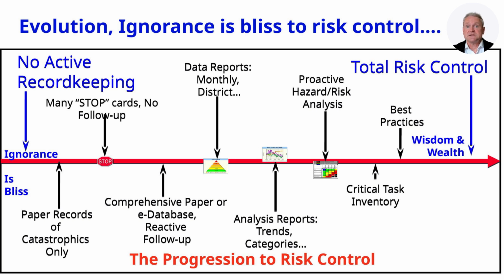received targeted controls. Finally, we reach best practices, where risk control is embedded across the organization, driving continuous improvement. This represents the stage of total risk control, where safety performance becomes a source of both wisdom and sustainable value.